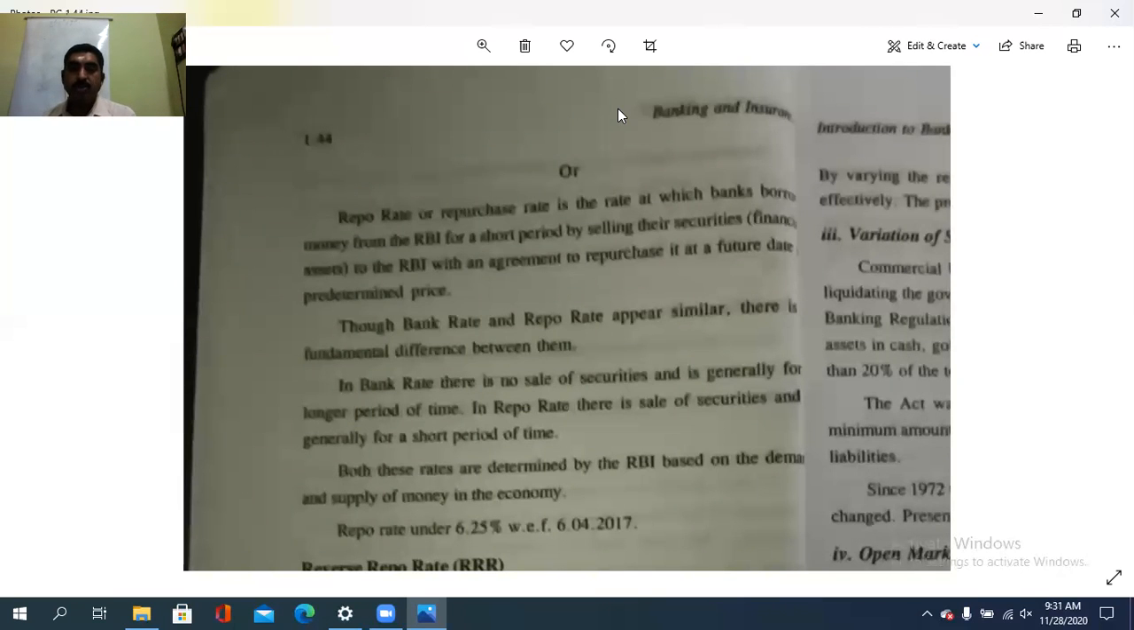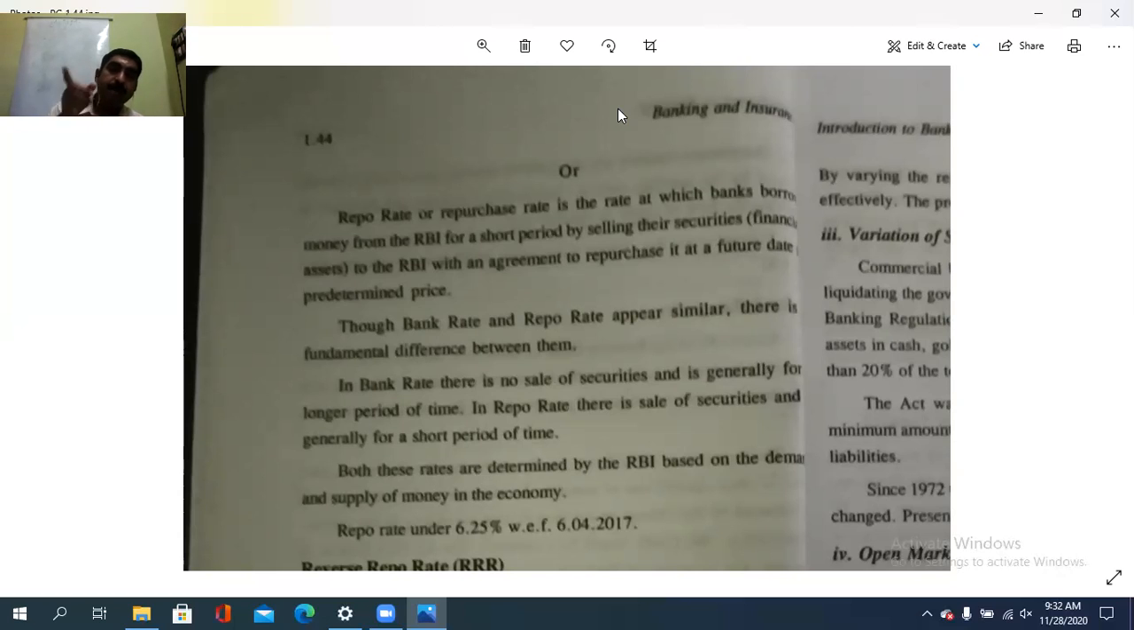So the repo rate or the repurchase rate is the rate at which the banks may borrow money from the RBI for a shorter period by selling their securities or financing the assets to the RBI with an agreement to repurchase it at a future date at a predetermined price. There is an agreement that the item, the securities, will be taken back at the price agreed in advance. So why are they selling?